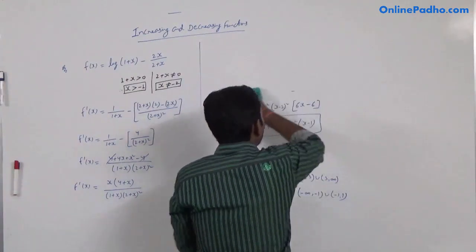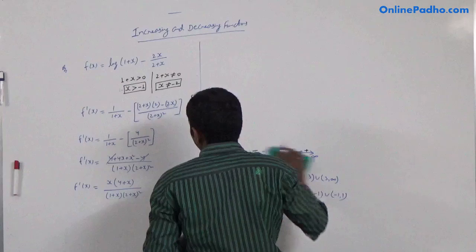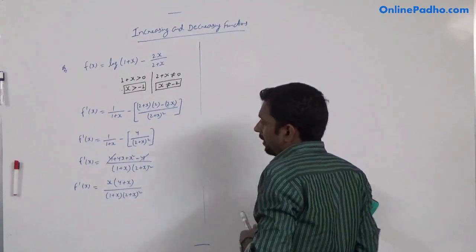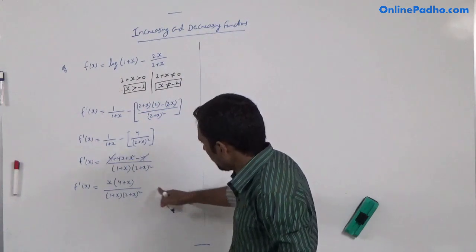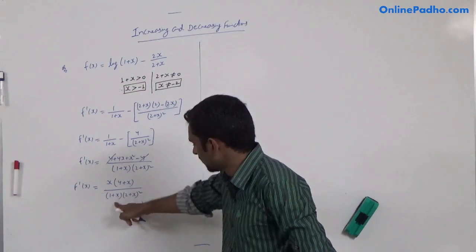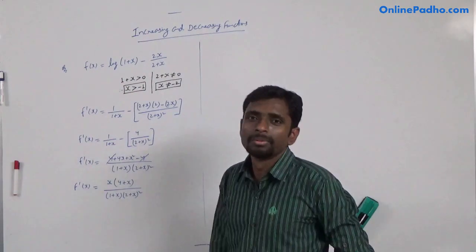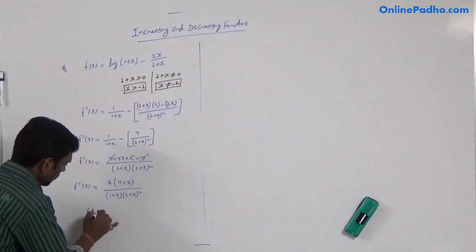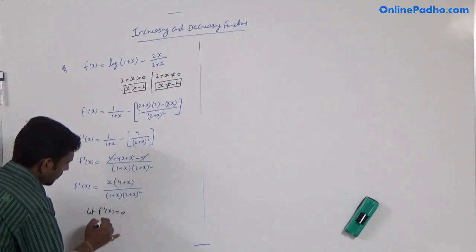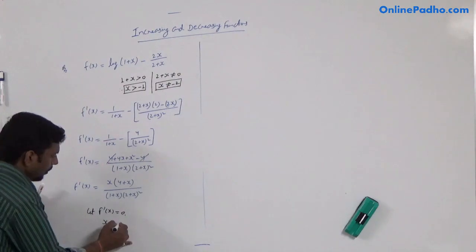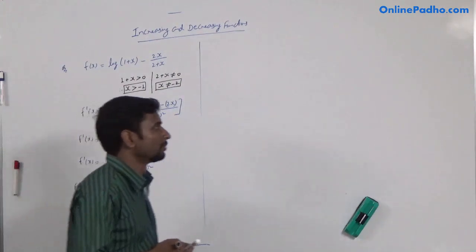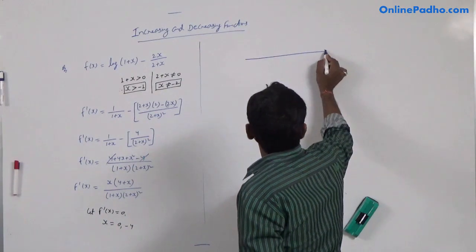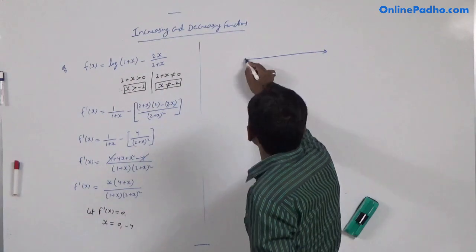Now we need to find the interval for increasing and decreasing in its domain, and the domain is what? -1 to infinity. Now if we equate it with 0, we can say that x equals 0, x equals -4, x equals -1, x equals -2. We can draw the number line and write the answer. If we let f'(x) equal 0, then x can be written as 0 as well as -4. So we need to draw the number line from -1 to infinity only.